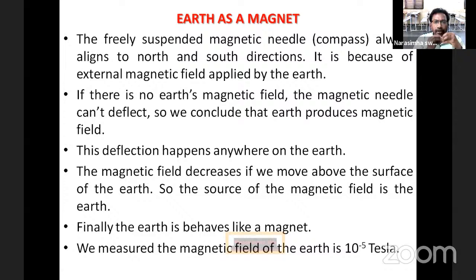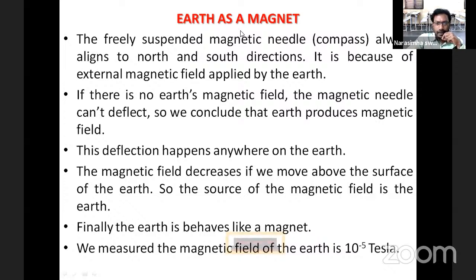Here, the freely suspended magnetic needle, that is the compass. You might have seen the compass. A compass is nothing but a finely shaped magnet, that is a magnetic needle. We call it a compass. It always aligns to the north and south directions. It is because of the external magnetic field applied by the Earth.